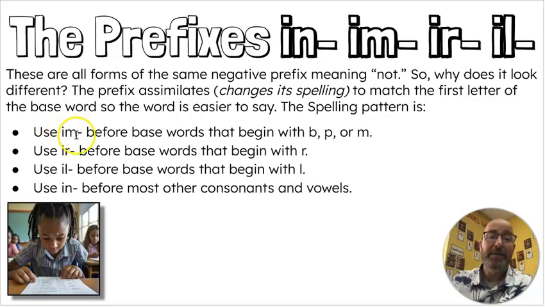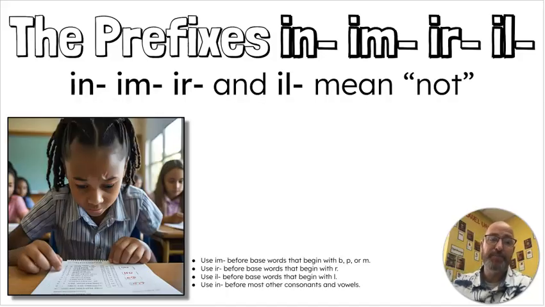We use IMM before base words that begin with a B, P, or M. We use IR before base words that begin with an R. We use IL before base words that begin with L. And we use IN before most other consonants and vowels. Catch that word most, which means it's not always. There's always some rule breakers. So with all that said, let's go ahead and get started.